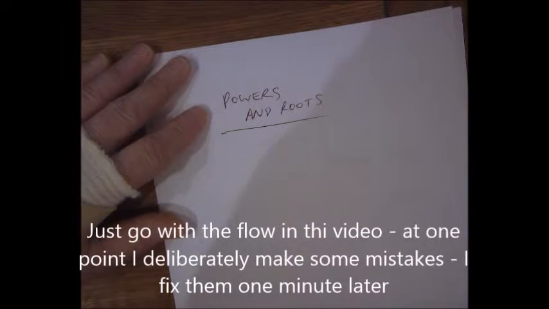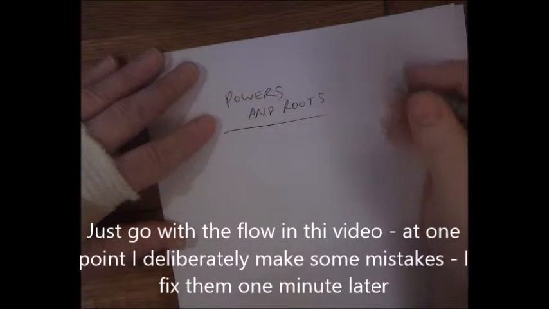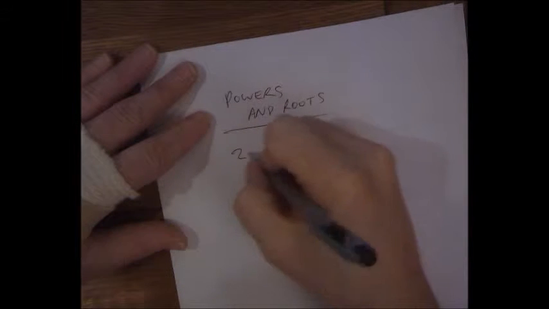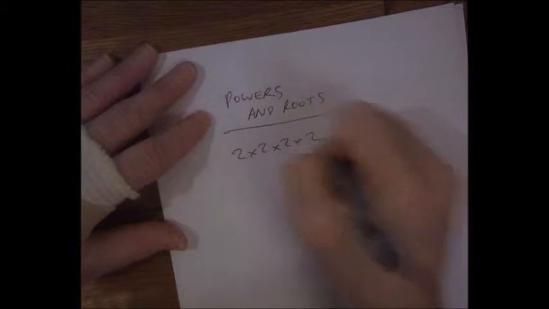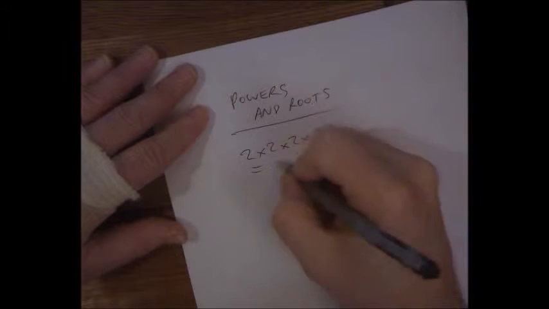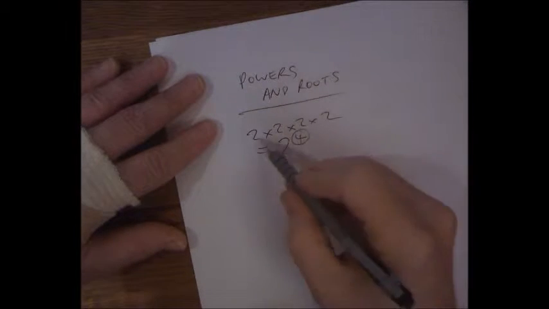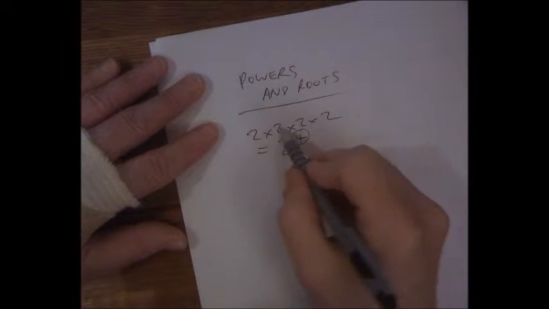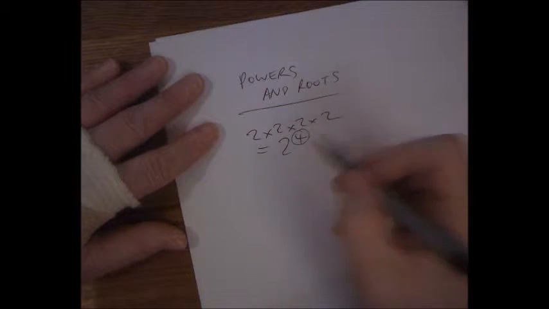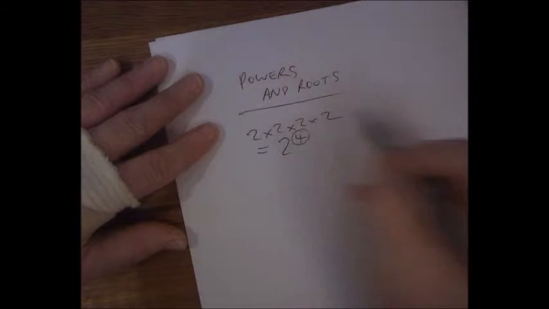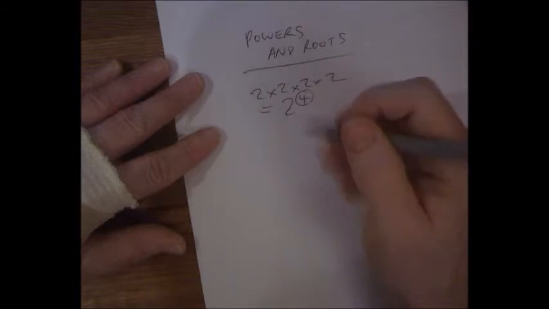Powers are an abbreviation for multiplication when you've got repetition going on. So 2 times 2 times 2 times 2 is just 2 to the power of 4. The 4 here just indicates how much abbreviation was going on. You could have written 2 times 2 times 2 times 2. You write the 4 to indicate that you can't be bothered writing it 4 times.